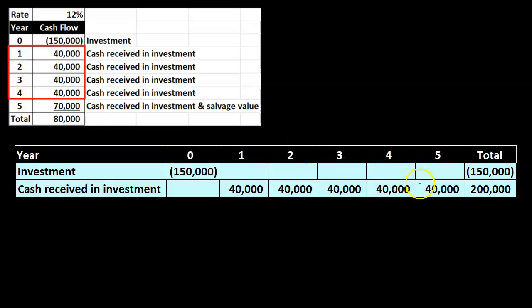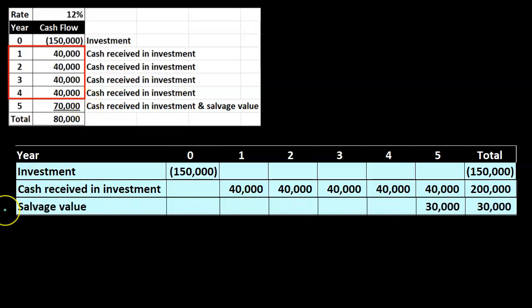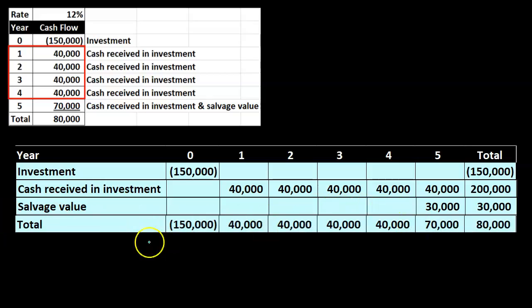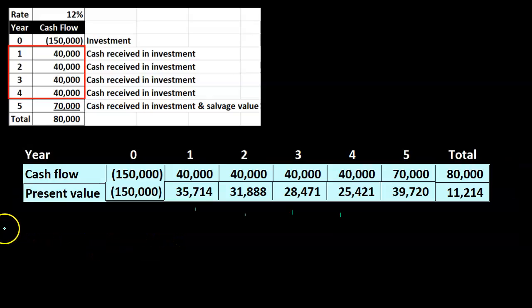And I'm going to include the 40,000 in year 5 because of this 70, 40 of it was the same 40 as the prior years. 30 of it is salvage value. So then we can break out the salvage value and say that happened in year 5. And then we can have our totals. This total column then being the same as basically what we had up here. It's the same thing. We just got the total column.